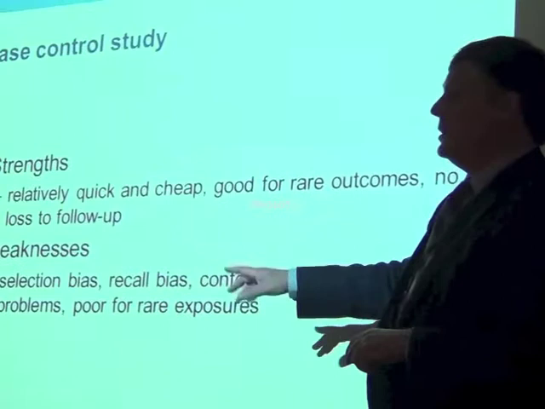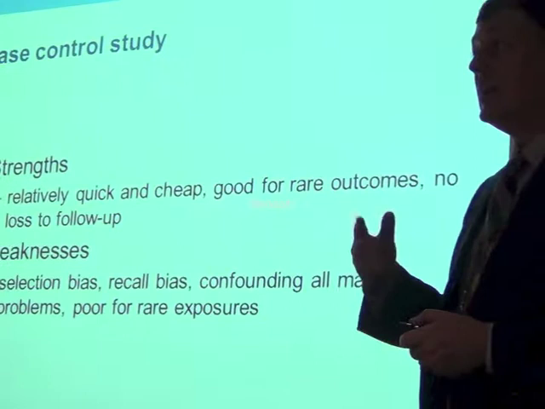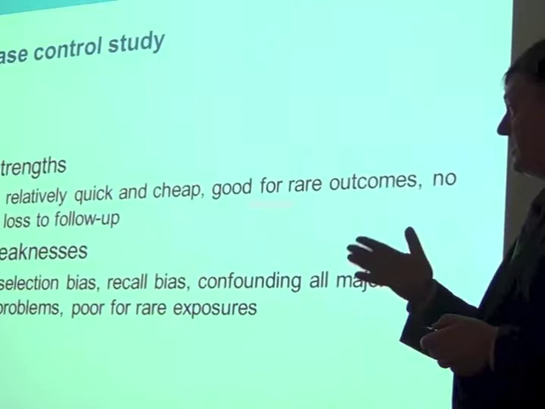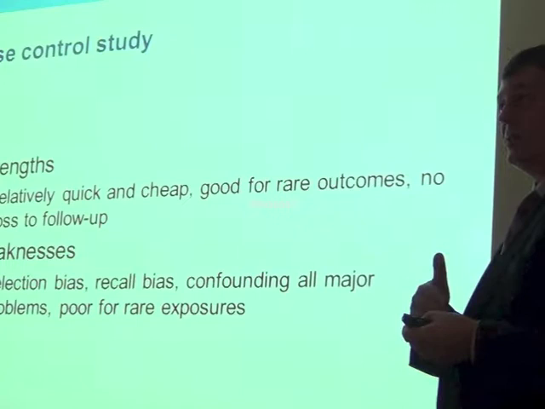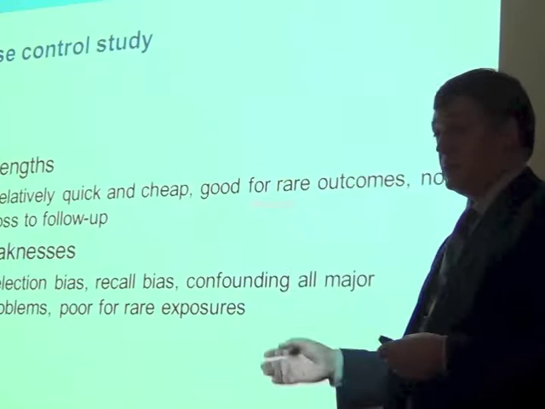Their major weaknesses, and I'll spend more time on this when I talk about it, are selection bias and recall bias, which we've already talked about. Particularly if you're asking the women, it's much better if you can to go back to notes to collect information that was collected at the time that the notes were made, so you're never before the outcome, so you're not reliant on the outcome influencing the recording of the exposure. Confounding is a major problem for cohort studies.